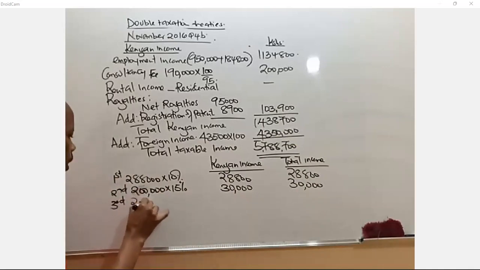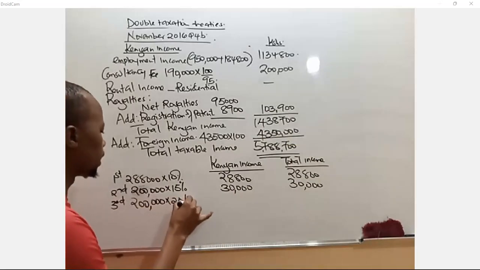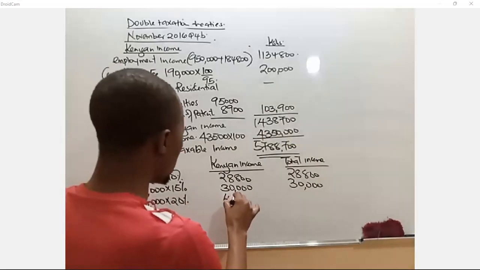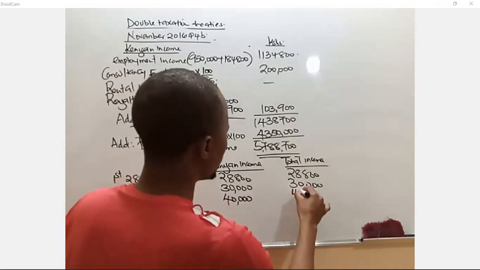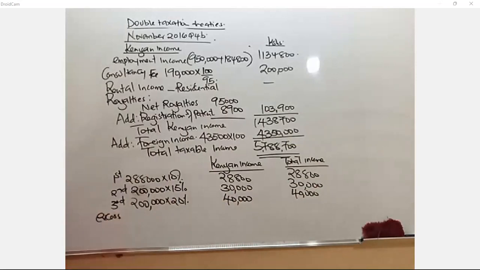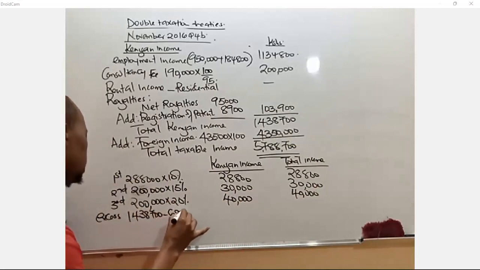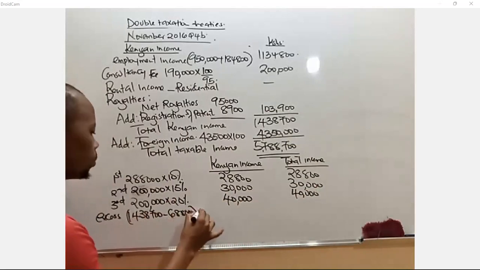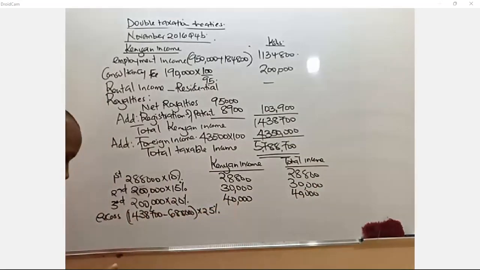So 200,000 again times 20%. I remember we got 40,000 here. Also, you put there 40,000. Now, the excess, I will deal with the Kenyan income. So the first one will be 1,438,700 minus 688,000, right? This one we multiply by 25%. So in this case, it will be 1,438,700 minus 688,000 times 0.25, getting 187.